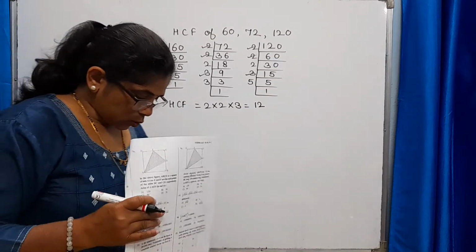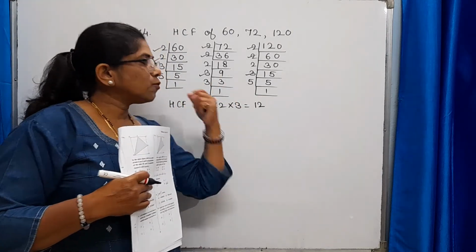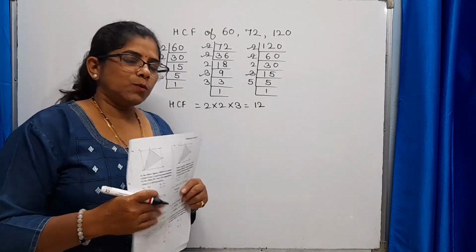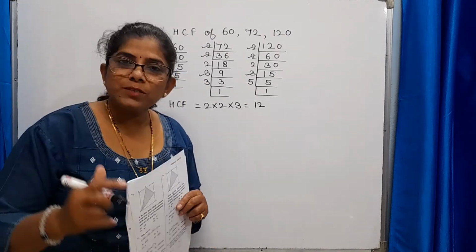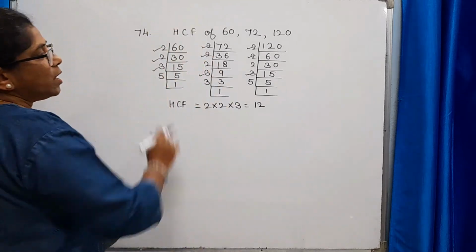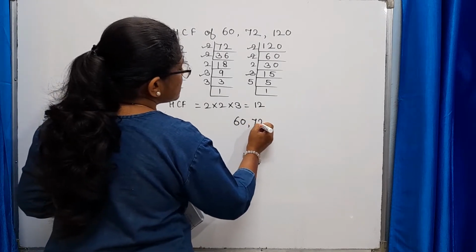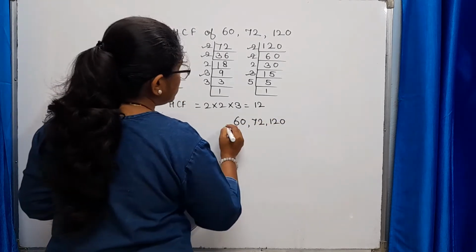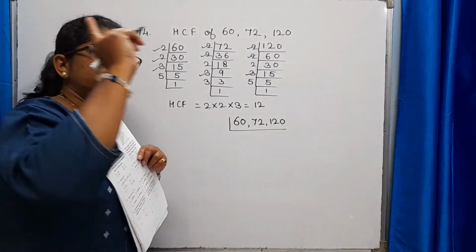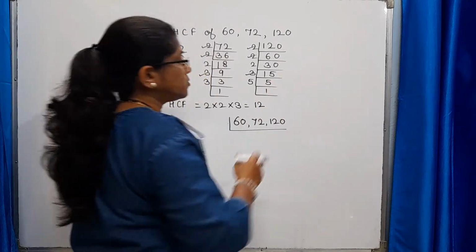But your scholarship exam doesn't permit you this lengthy method. Why? Because it's time consuming. So what is the alternative method? There is one shortcut method to find the HCF. What we have to do here is take all these numbers together, all the three numbers together, and think of the highest number by which you can divide all these three numbers.